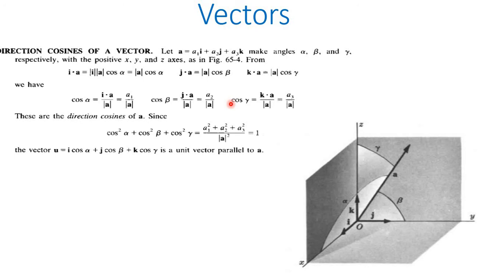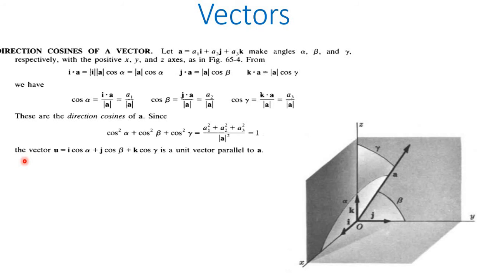So these are known as the direction cosines of vector A. And since cos square alpha plus cos square beta plus cos square gamma is equal to 1, it can be checked easily from this by taking squares of these values and adding. So A1 square plus A2 square plus A3 square divided by whole mod A square will be equal to 1.